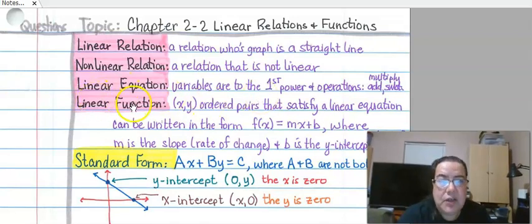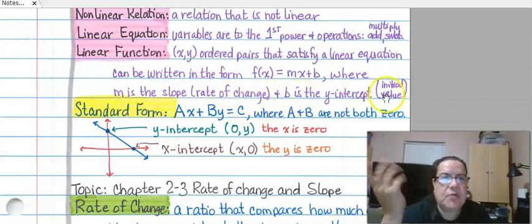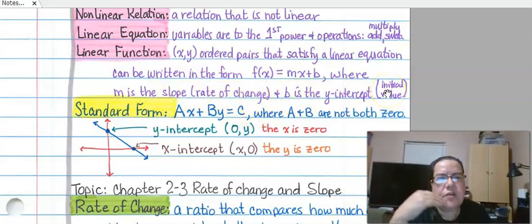If you have a linear function where you have x's and y's paired up together, the ordered pairs that satisfy a linear equation can be written in this form. Like I showed you in the previous demonstrations, you have the f of x, so that automatically tells you you have a function, is mx plus b. So m is the slope, and another word for slope is rate of change, and b is the y-intercept. So that's the initial value, usually where you start drawing your graph.